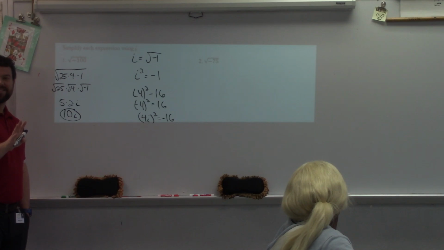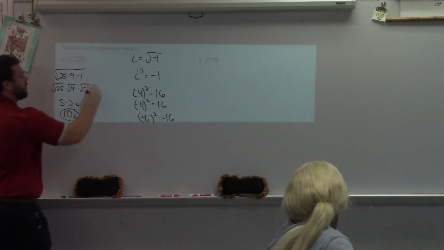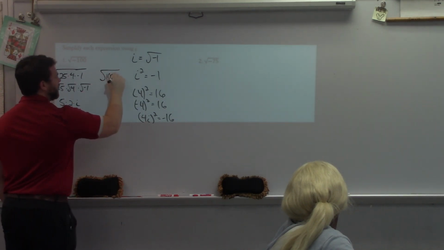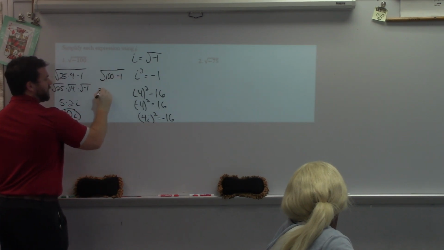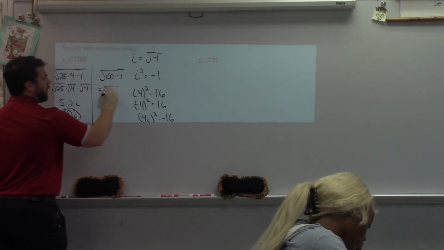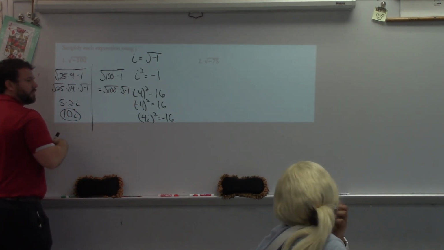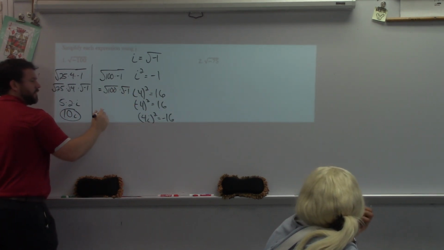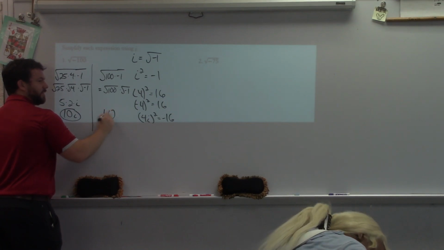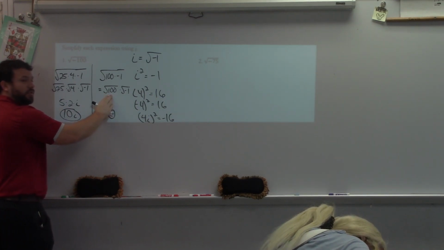Did anybody split it up a different way? I do 100 and -1. Couldn't I just do 100 and -1? So, square root of 100 times the square root of -1. Hey Davian, what's the square root of 100? 10. By the way, can you use the calculator to take the square root of 100?